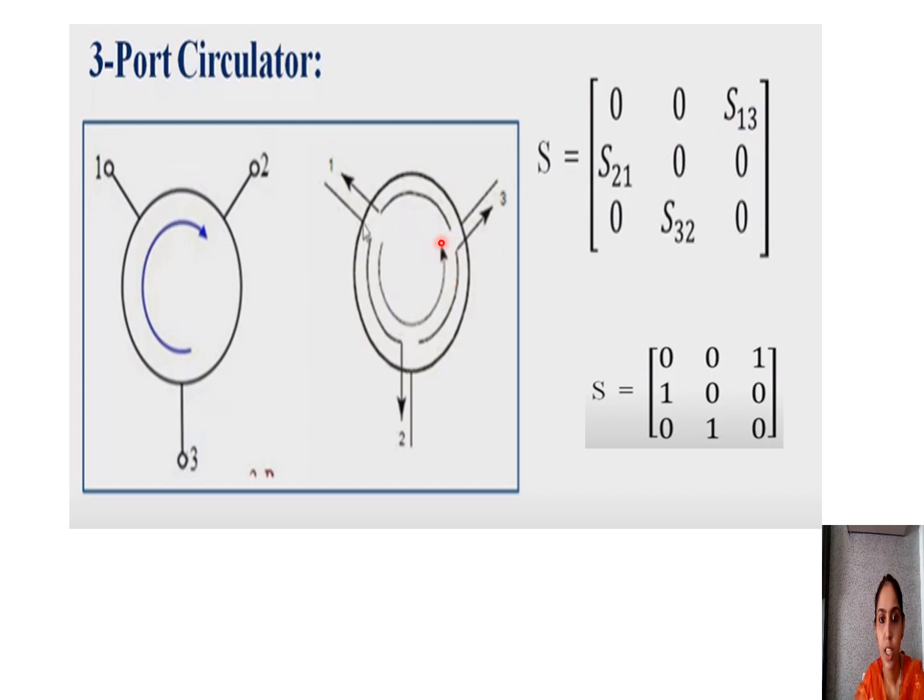So obviously we get S32 also. That is why S32 is present, and then we will get here S21. So S21 is also present. Other elements will become 0. So in general, you can represent the S matrix of a 3-port circulator as such. It has the elements 0, 0, 1, 1, 0, 0, 0, 1, 0.